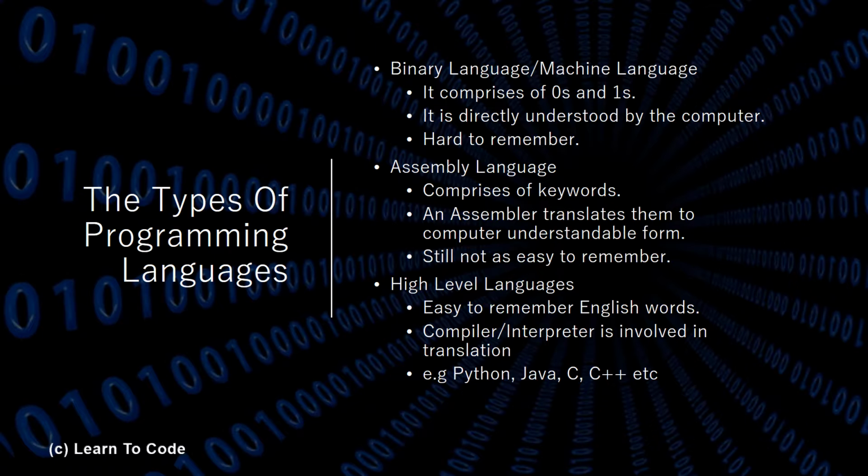Then we have assembly language, which consists of keywords such as add. We now have the concept of an assembler which converts the keywords to binary code. It is still not as easy to remember. Finally, we have high level languages, of which one we will be studying in this course. They consist of easy to remember English words.